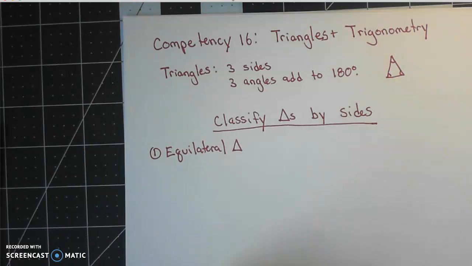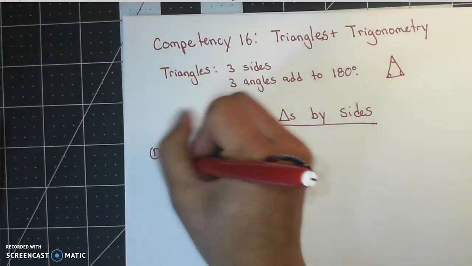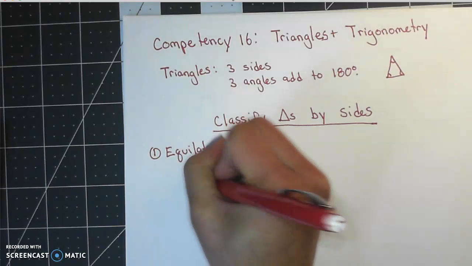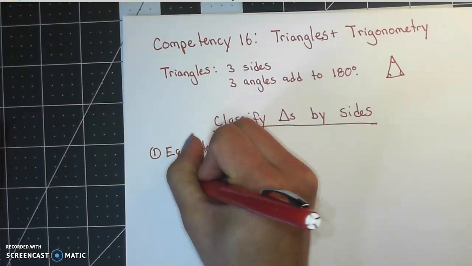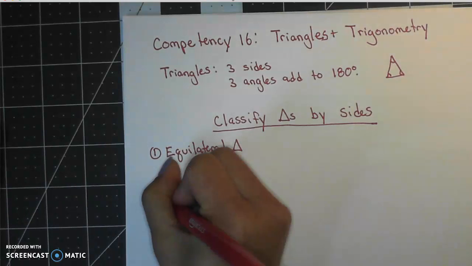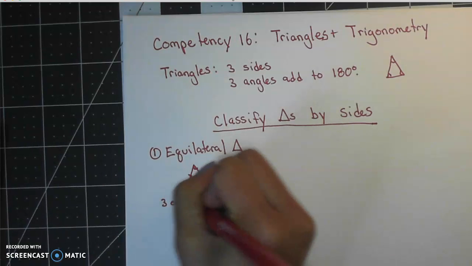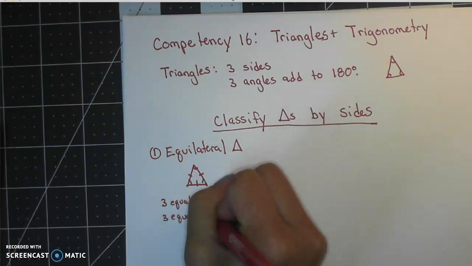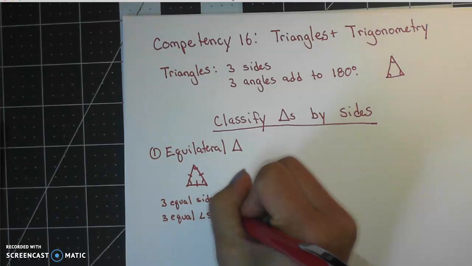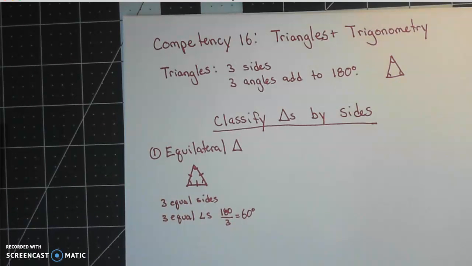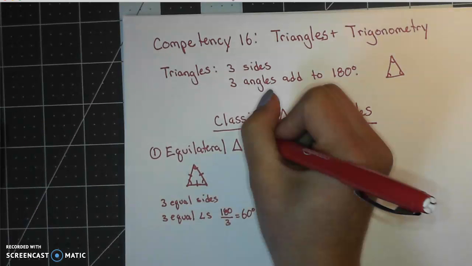Cool. So equilateral, it has equal in it. It means that, here I'll draw you a little picture, it means that all three of the sides are equal and all three of the angles are equal. So three equal sides and three equal angles. If all three of the angles are equal, then it's 180 divided by 3, which means 60 degrees. Every angle is 60 degrees, always. That's an equilateral triangle, the first type.